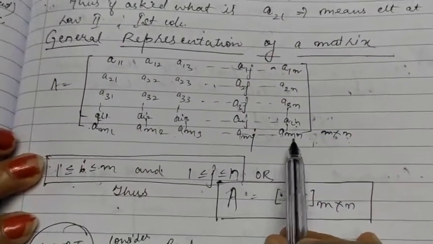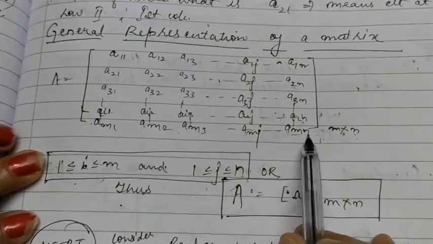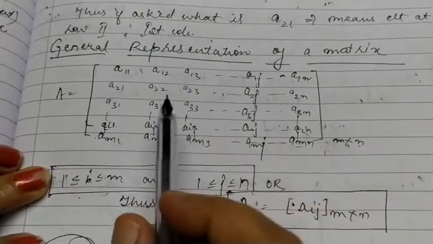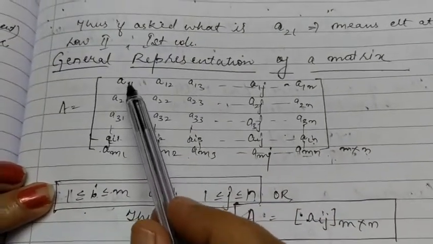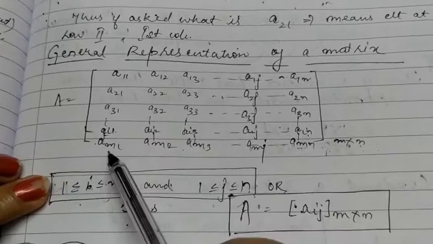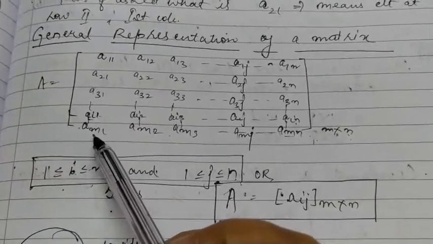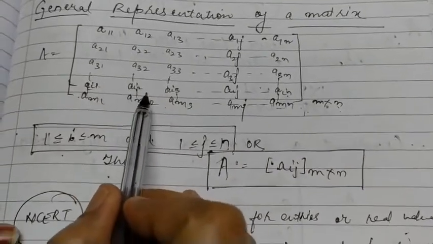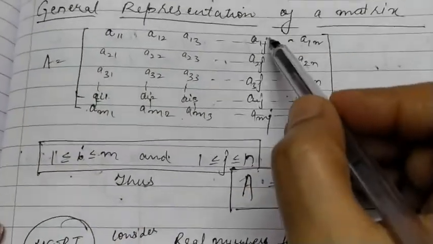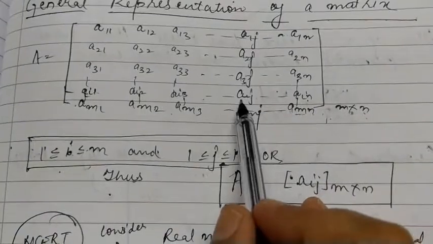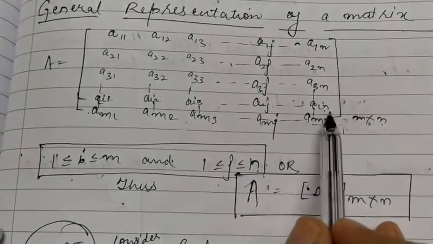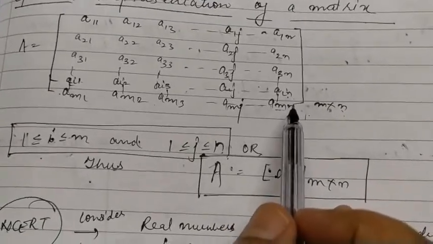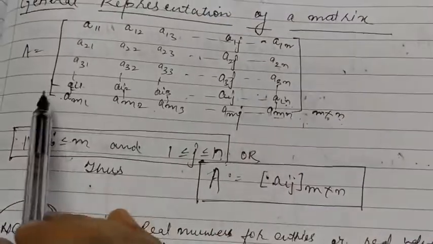m is representing the row and n is representing the column, right? And suppose I am given any ith row, then it is ai1, ai2, ai3 up to ain, and if there is any jth column, then the element will be aij, because I said jth column, ith row.